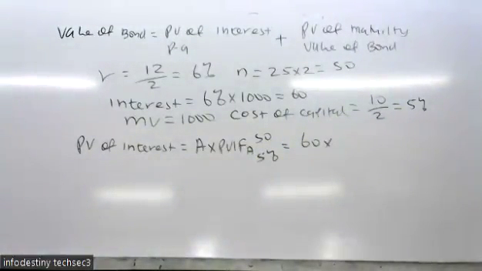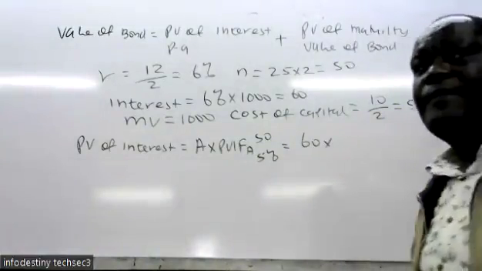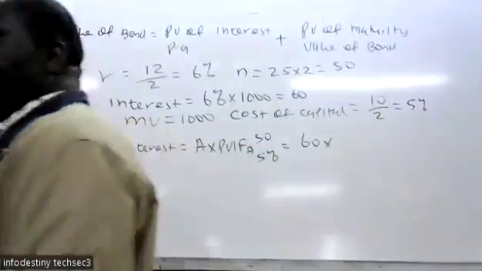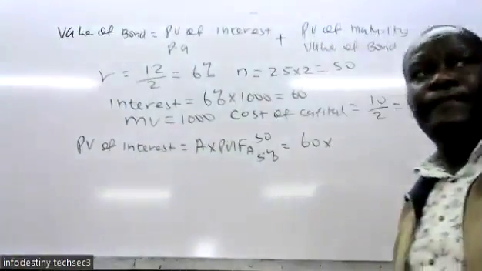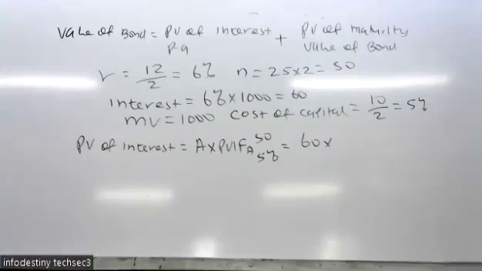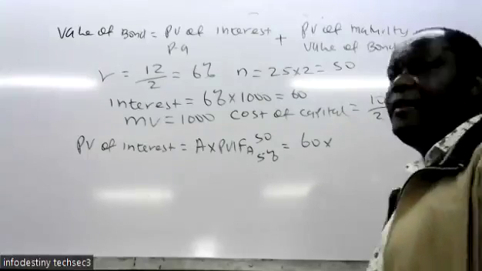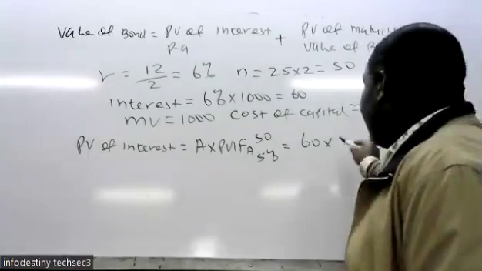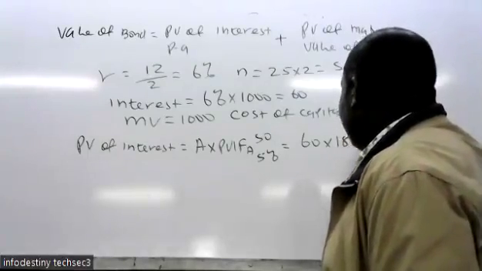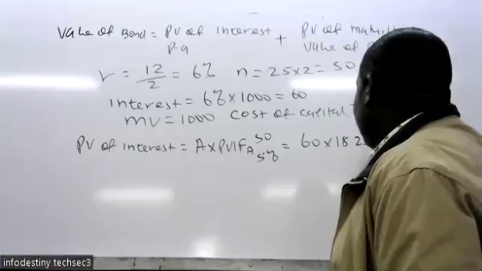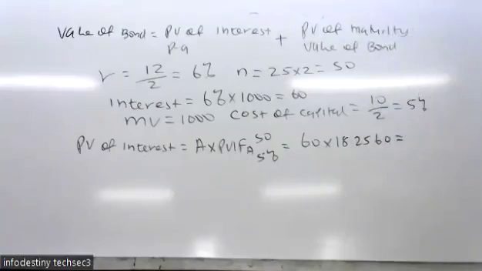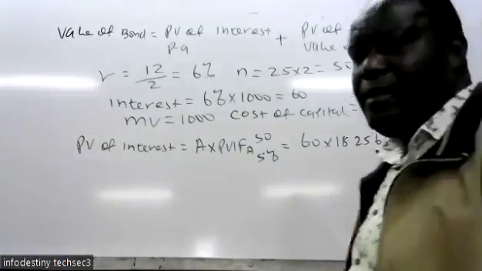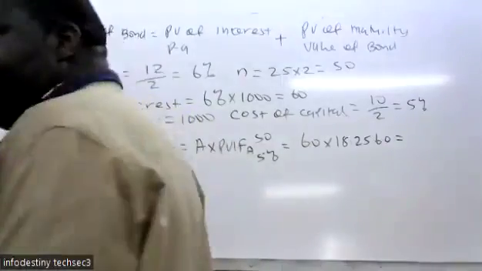I suspect that one is there in the table. 5% should be there in the second table. So in Australia, which figure? 18 points... 18.256. Yeah, so that one will give you the present value for the interest.